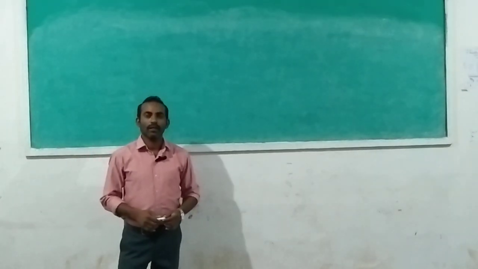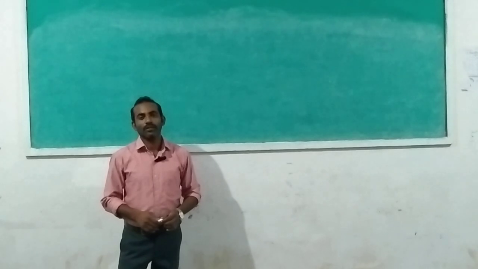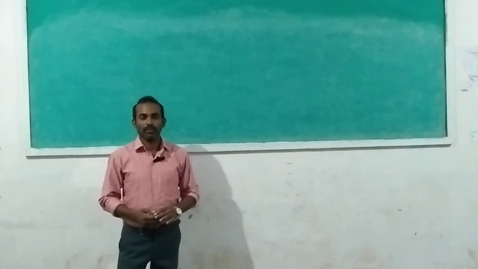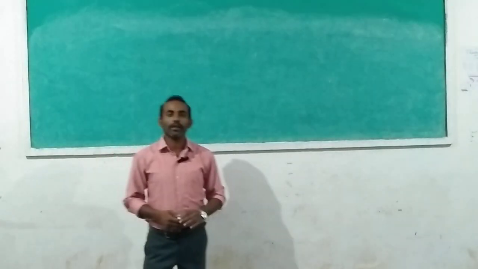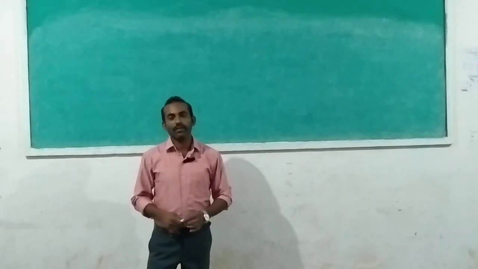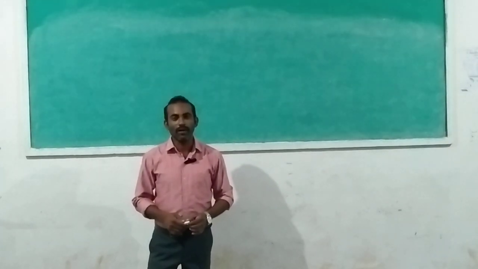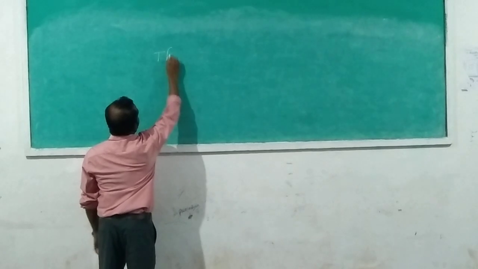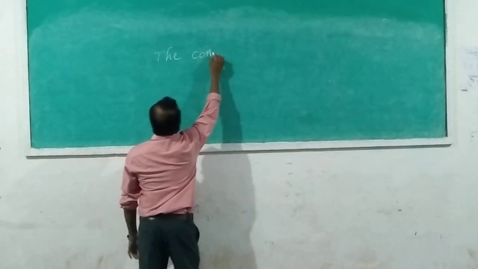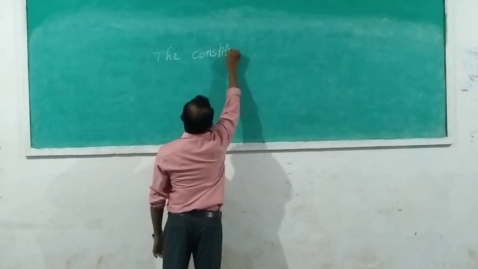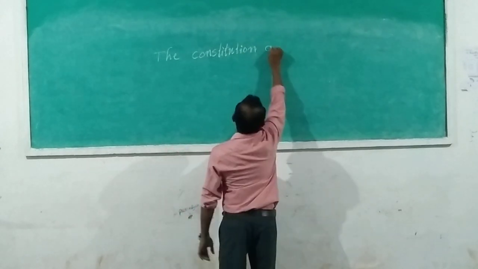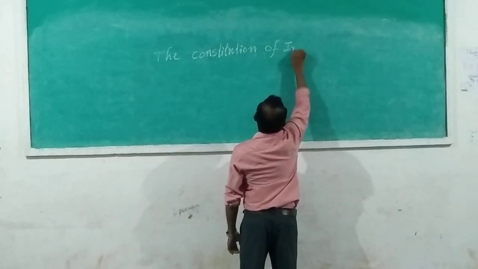In our India, vast communities are living together. To rule this vast country, there should be a number of rules and regulations. The book or written document which has these rules and regulations is known as the Constitution of India.